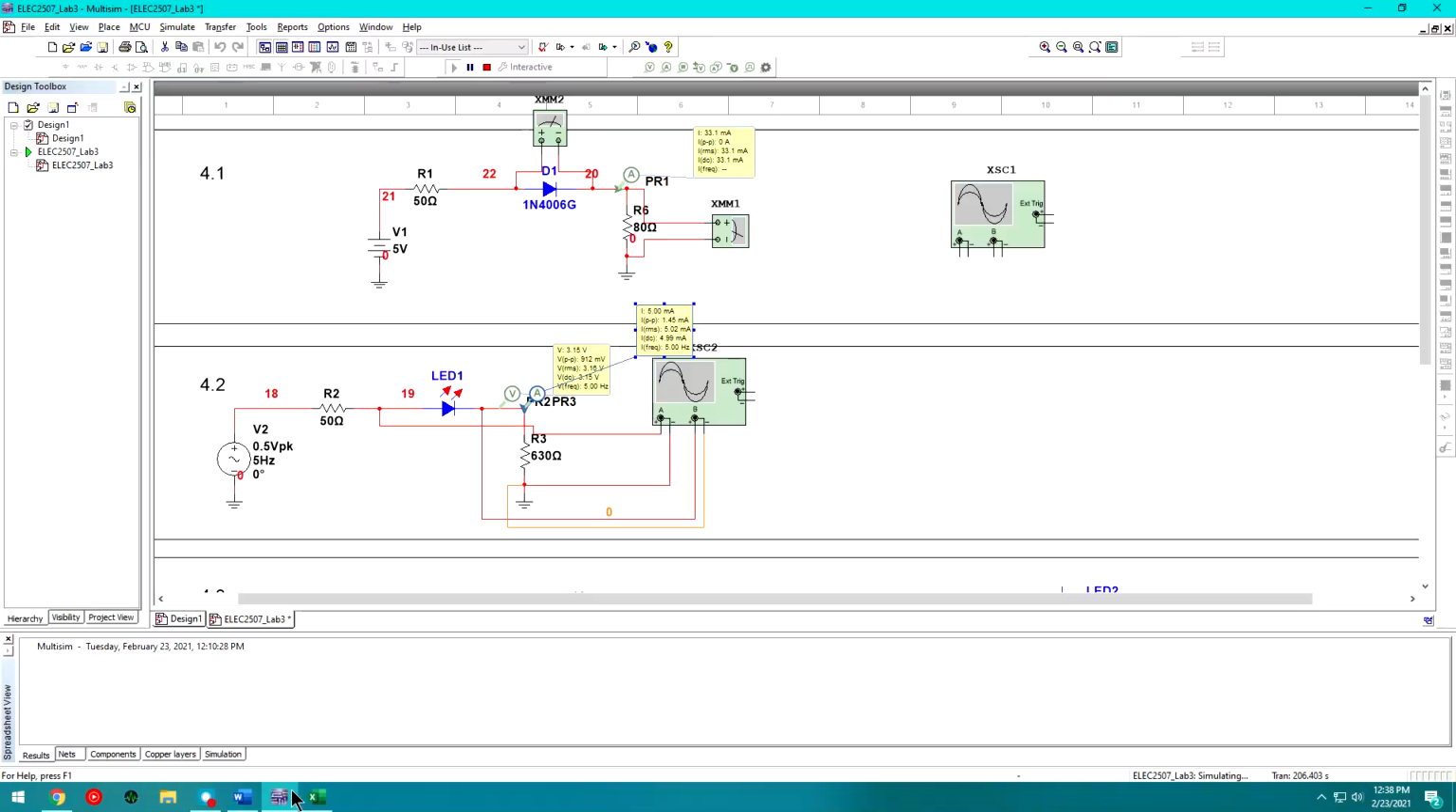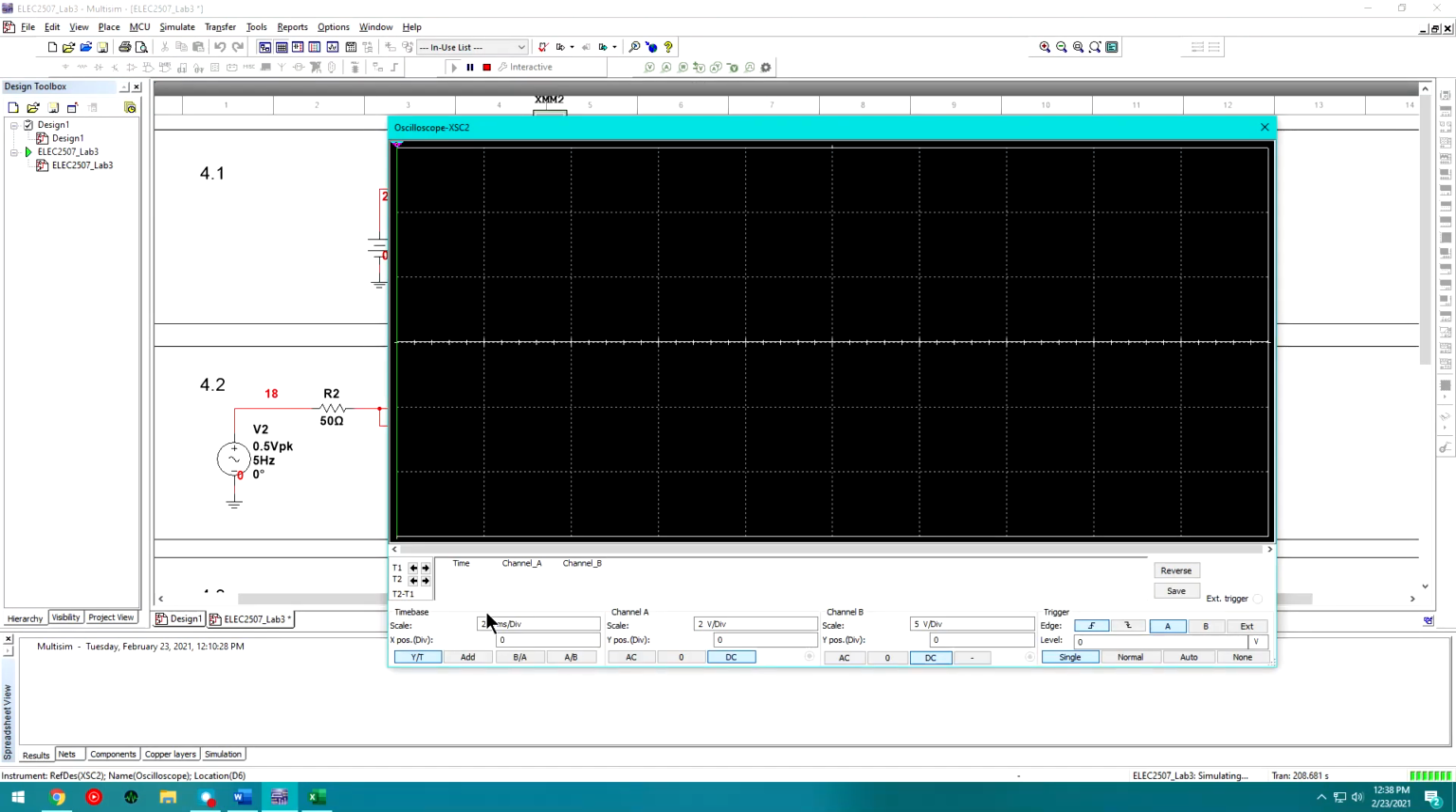So now let's open up our scope channels. And this is where it gets a little bit tricky. So bear with me. Hit auto. Get two waveforms on the screen.